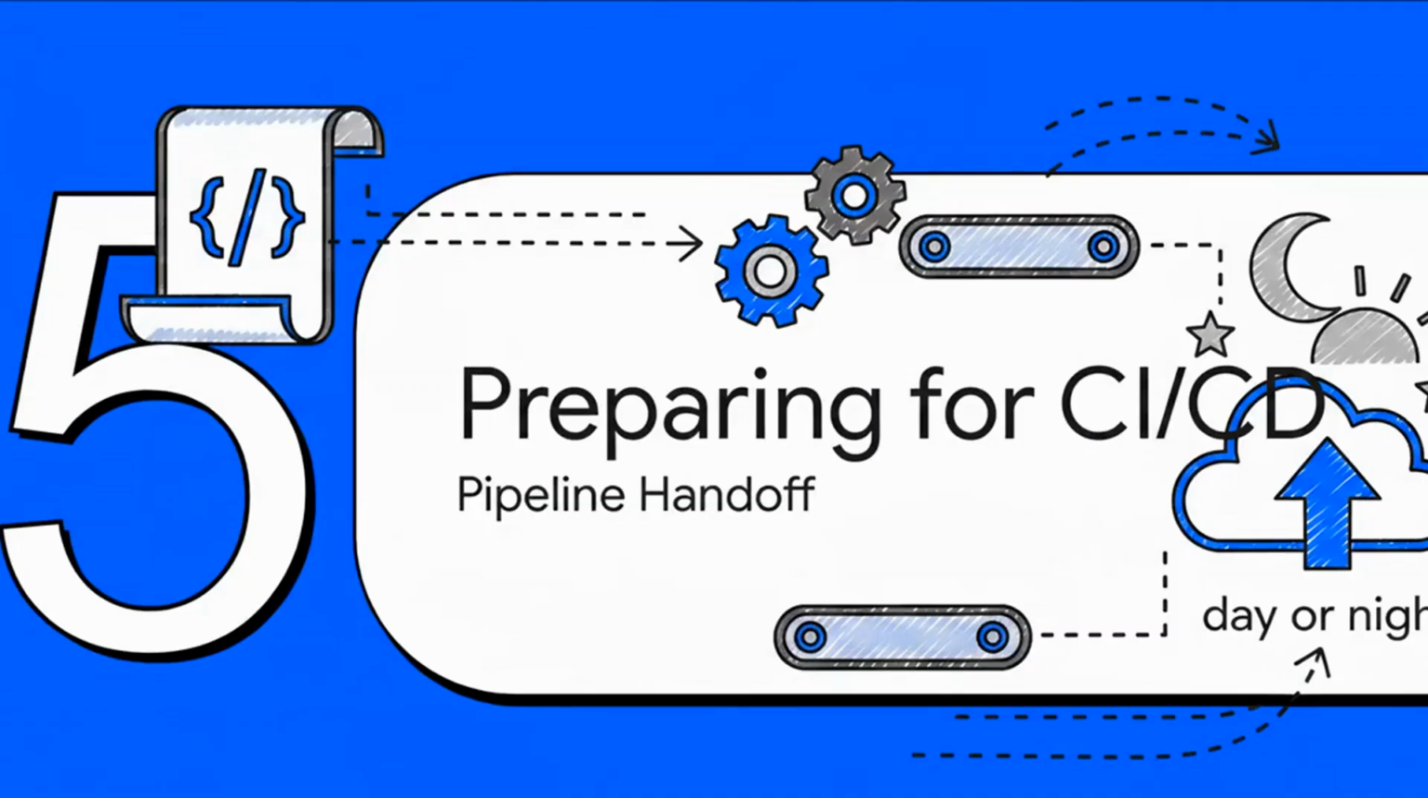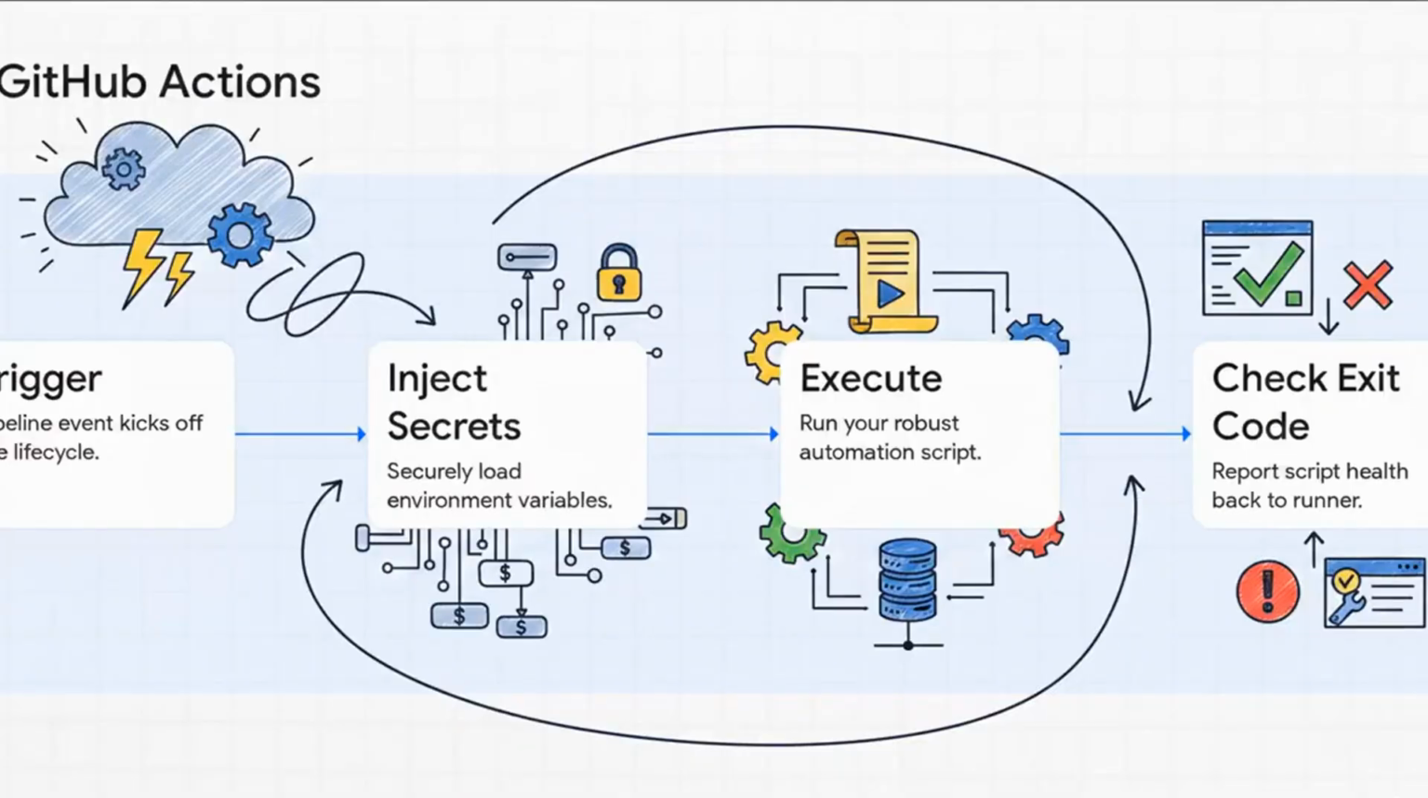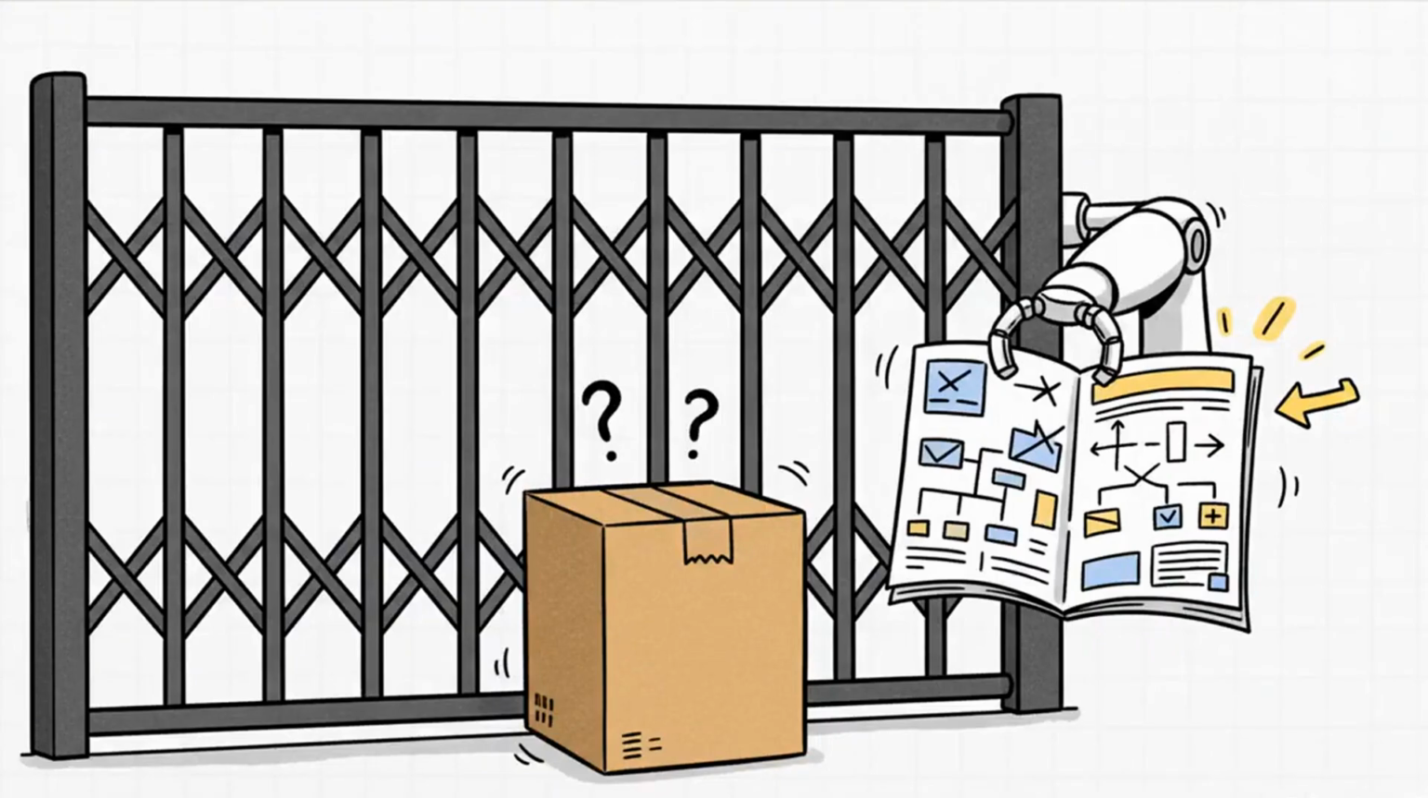All right, bringing it home with part 5, preparing for CI/CD pipelines. All these habits we've been building today, they seamlessly plug right into a CI/CD lifecycle, like GitHub Actions. When an event triggers the pipeline, it injects your secrets securely into the environment variables we set up earlier. Then, it executes the script, and finally, most importantly, it checks the exit code. This workflow effortlessly turns your local script into a hardened, automated pipeline step. But we do need to make our scripts bulletproof for those automated pipelines first.